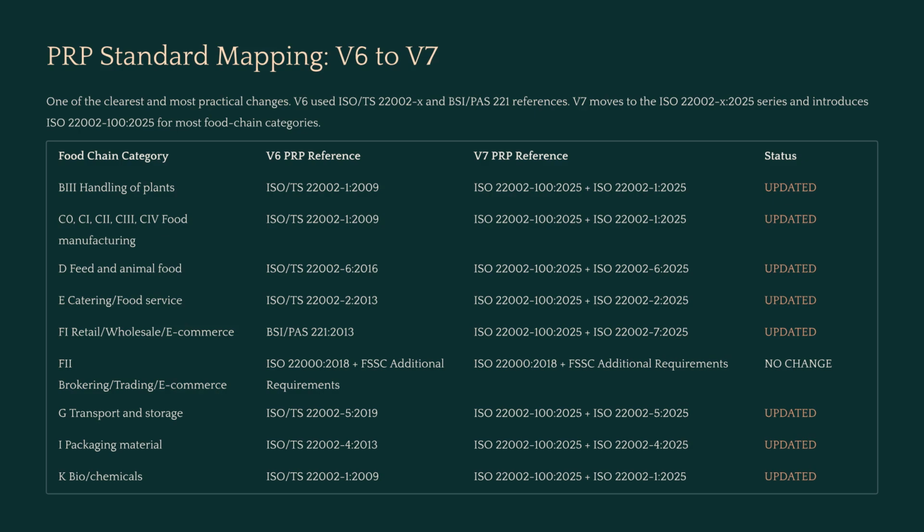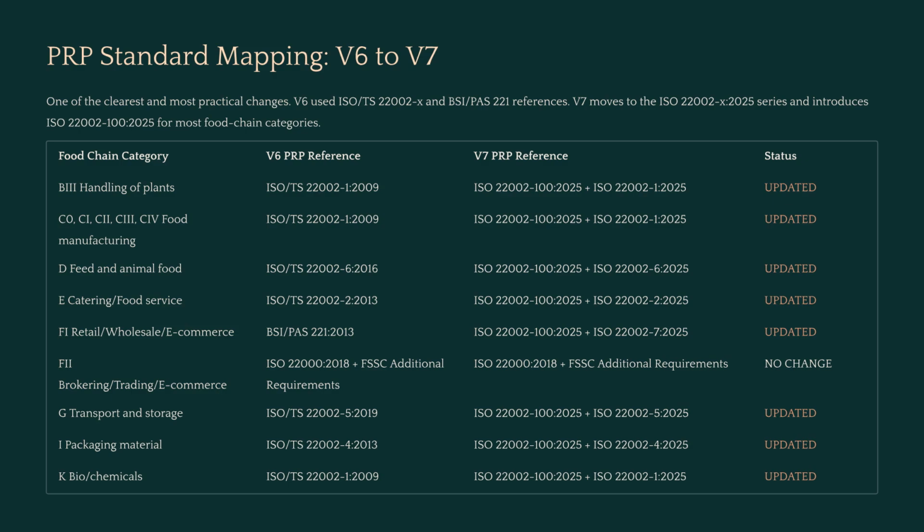The most important part of this change is the introduction of ISO 22002-100 2025, which serves as a common baseline for many food chain categories. This 100 standard helps define common PRP requirements that apply broadly, while sector-specific parts add the specialized controls relevant to each type of operation. In practice, this means organizations should think of the new framework as a layered system, one common base plus one sector-specific layer.